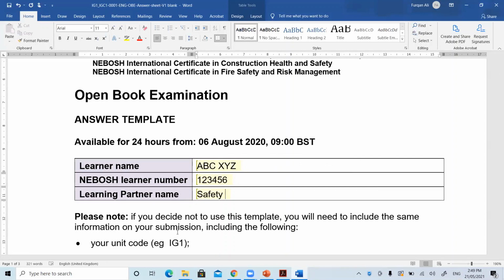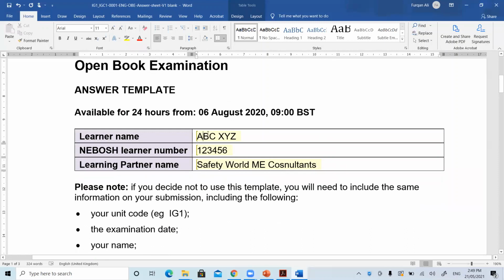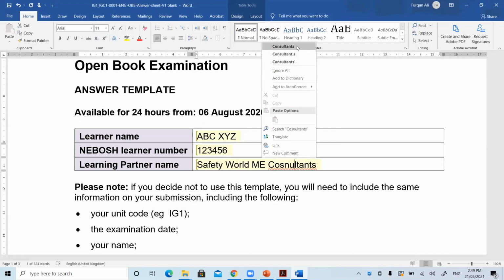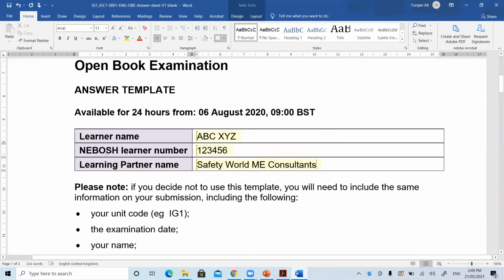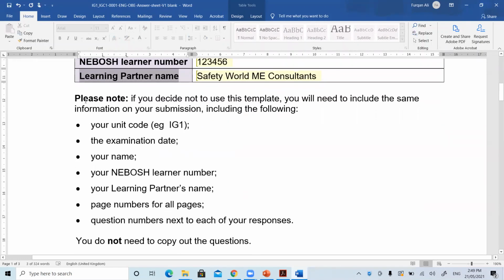Then you type your learning partner name, which is Safety World ME Consultants. This is how you will fill this form. Your learner name, then your learner number, which will be sent to you by email, and then your learning partner name. Your learning partner name is Safety World ME Consultants. Okay, next.